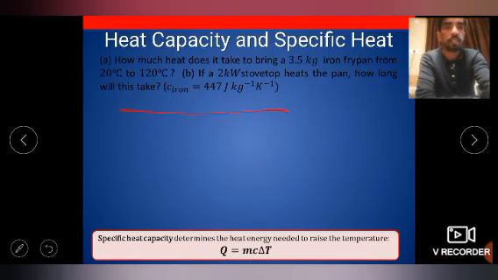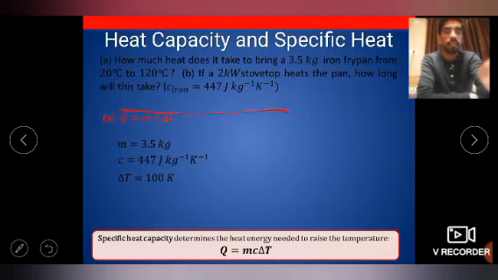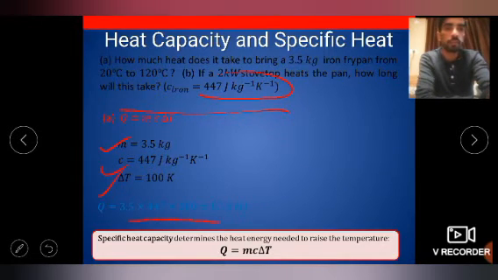So heat capacity or specific heat capacity can be calculated with the help of this numerical. How much heat does it take to bring a 3.5 kilogram iron fry pan from 20 degrees Celsius to 120 degrees Celsius? What is M here? Mass is 3.5 kilogram. Specific heat capacity is 4.47 joule per kilogram. Delta temperature is 100 because 120 minus 20 is 100. So the equation becomes 3.5 into 4.47 into 100, which will give 0.16 mole.